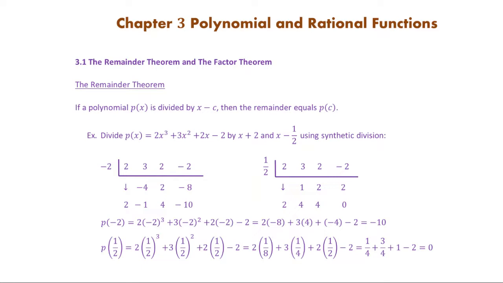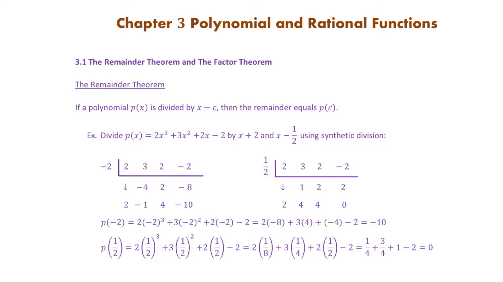That means, if you want to find the remainder of a quotient p(x) over x minus c, you can do it by plugging c for x in this polynomial p. Okay, so let's just do one example to show that.